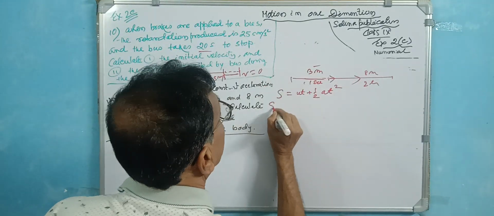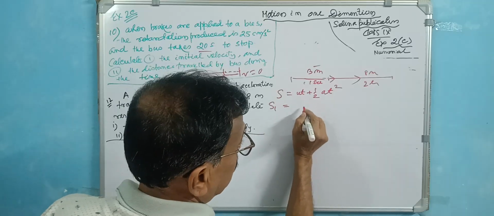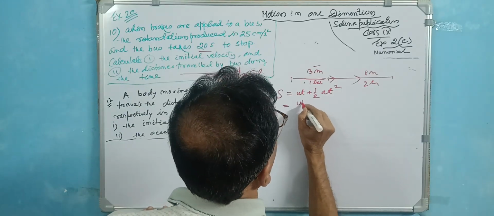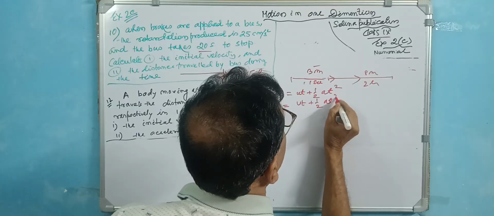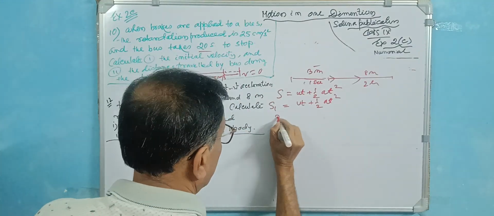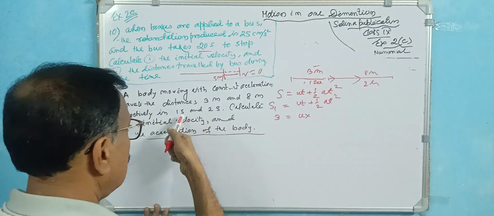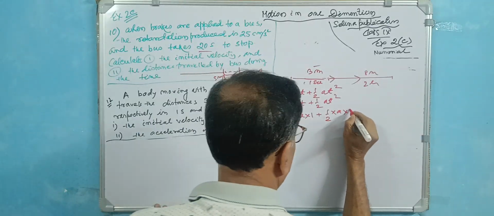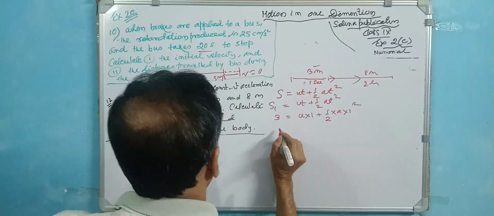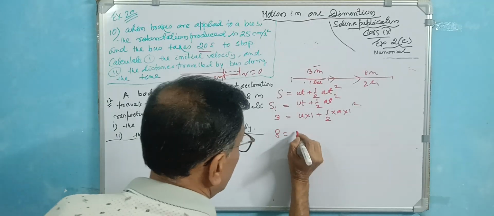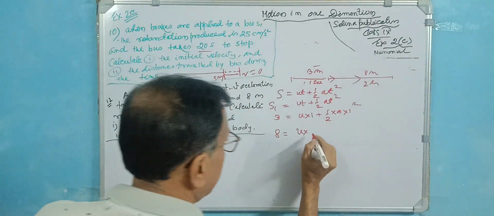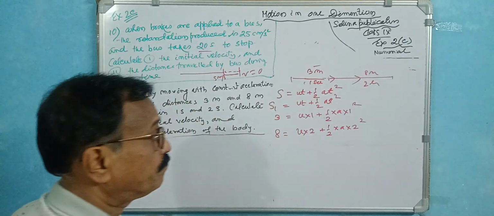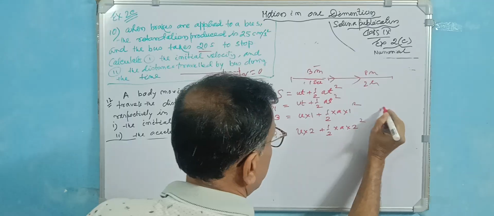So first one S1. S1 is equal to ut plus half at square. So suppose S1 is 3 meter. So 3 is equal to u into 1 second plus half into a, you don't know, and t is 1 second, so 1 square. So now the next, this is 8 meter: 8 is equal to u into 2 seconds plus half into a, and this is 2 square. Is it clear? The first case, equation 1, equation 2.